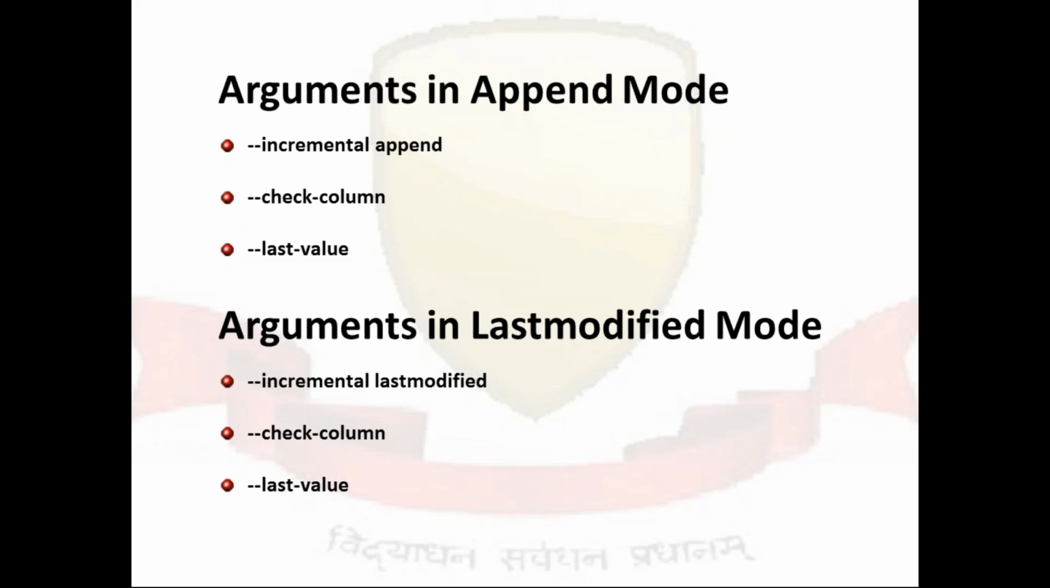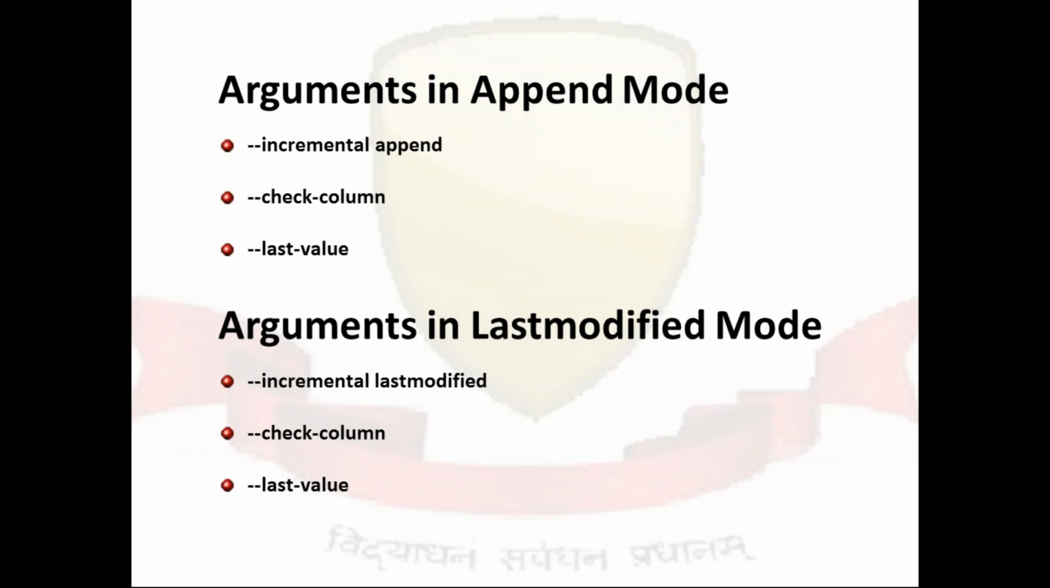In a similar way, we have arguments in last modified mode as well. Under last modified mode, we have incremental, lastmodified, check column and last value. Of course, you would tell Sqoop which column to look at to check for the last import date or time. You do it by passing the column name as a value to the argument check column. Now that you know you can use either row number or timestamp to import only the newly added data, which one should you use over the other?